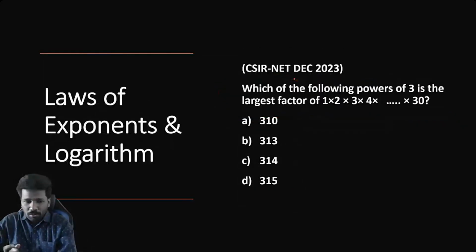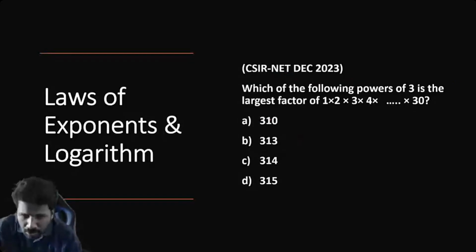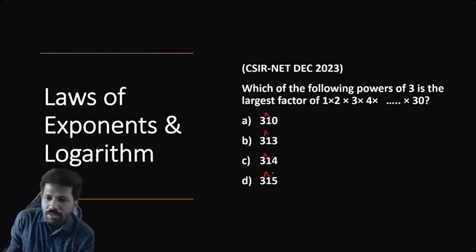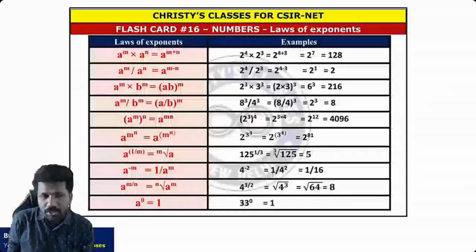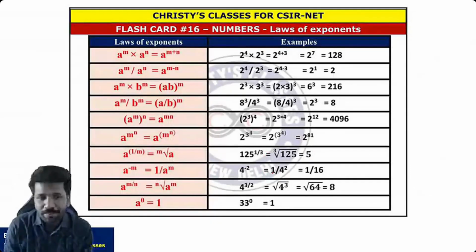September 2022 वाला एक question था वो. And laws of exponents, logarithm related questions. December 2023 one example this is. So yeah, this is not 3. This is 3 power 10, 3 raised to 13, 3 raised to 14, and 3 raised to 15. It's a typing error. So anyway, laws of exponents related question is very important. Many times questions are asked from this area.